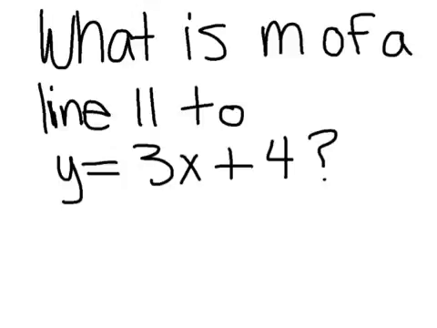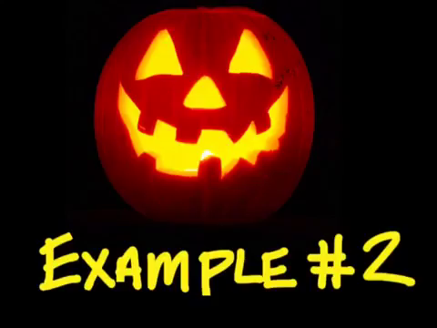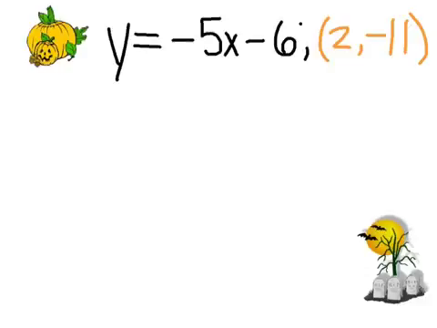Okay, example 1. It's the same thing. Answer 3. The lines are parallel. Our slope is going to be the same. Alright, for example 2, we want to find a line parallel to this line and passes through 2, negative 11.